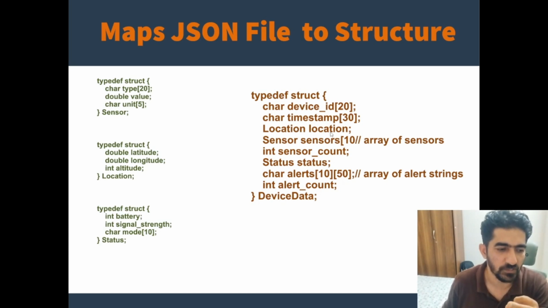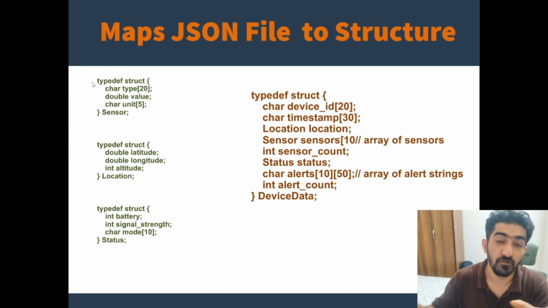This is a location structure, sensor data. For example, 10 sensors data we're collecting here. Then we have status as well, alert as well. We have multiple messages we can put in here, and alert count as well. So everything we are accommodating in this structure. So that data which we are sending to some remote server got parsed, and these structures will be filled.